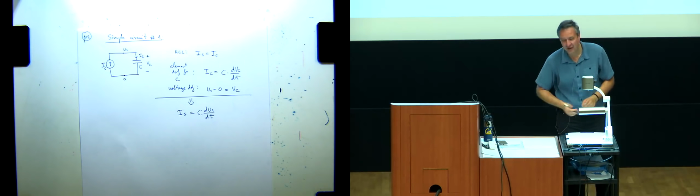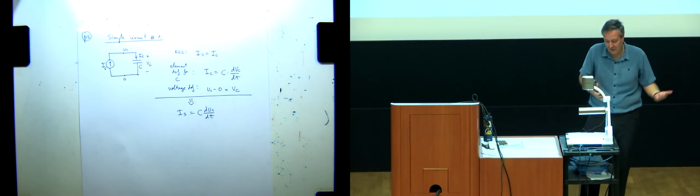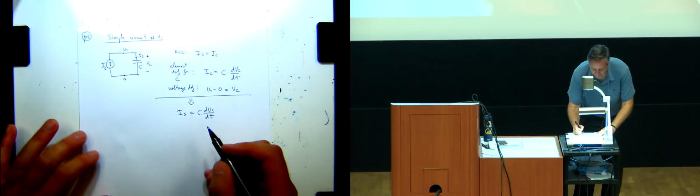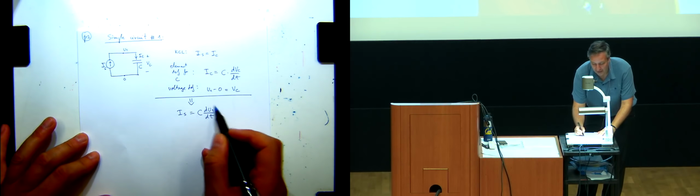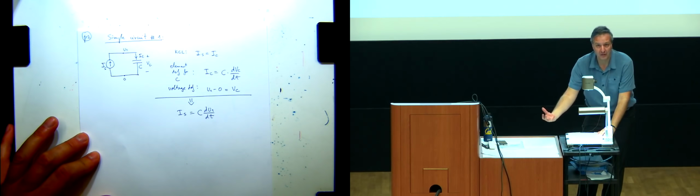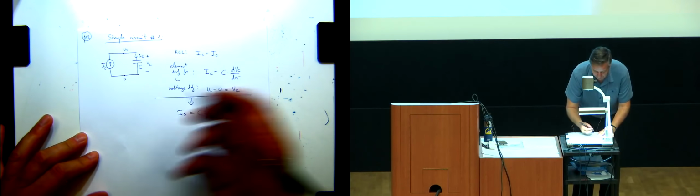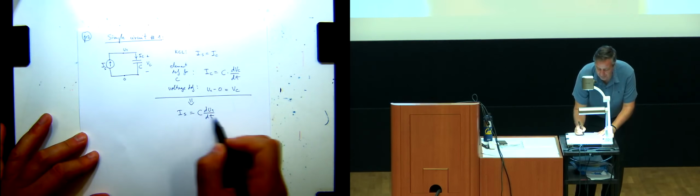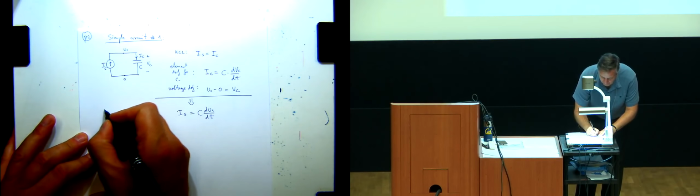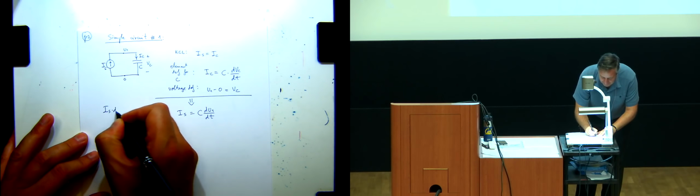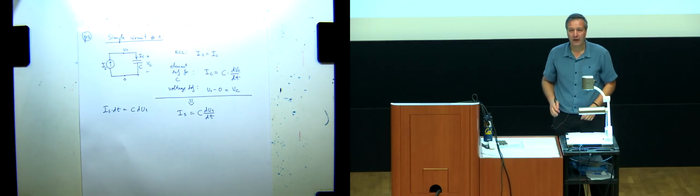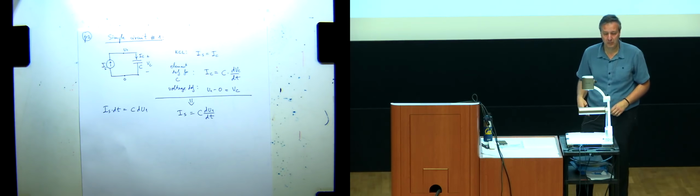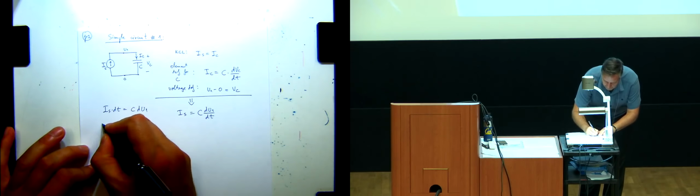Okay, so let's go through it. Yes, it's the integral, right? So we have to figure out how to move things around and then get u1 as a function of t out of this. So the first step, we can just multiply both sides by dt. So we're going to get is times dt equals c du1. Right? And then I can apply an integral. So let's do that.